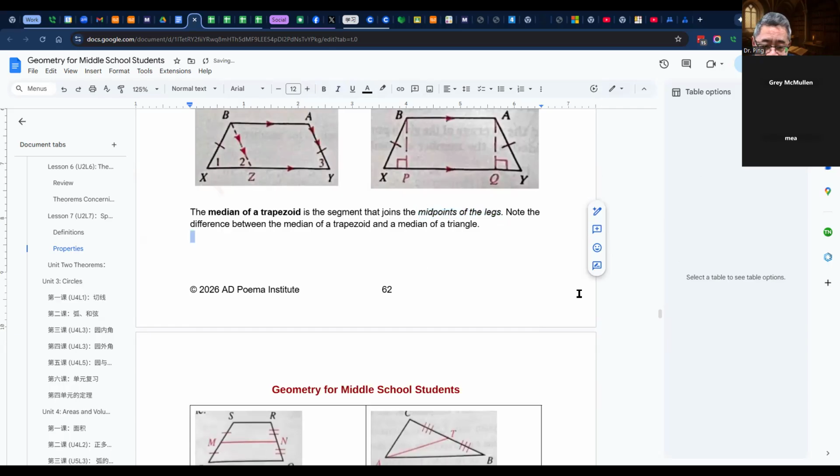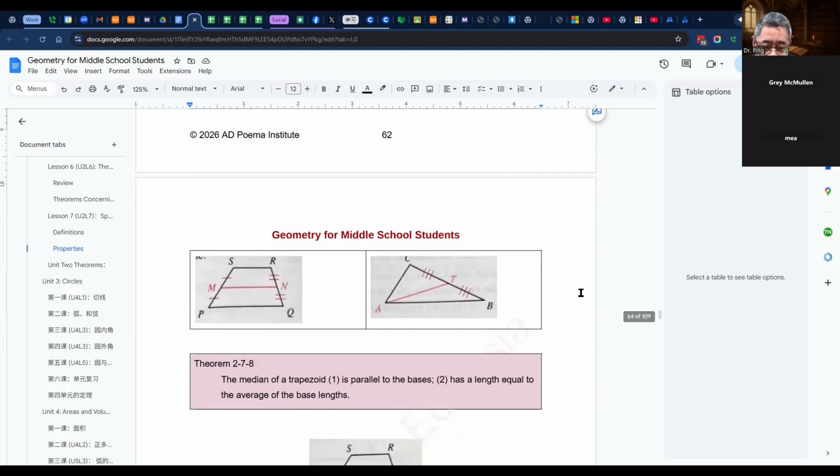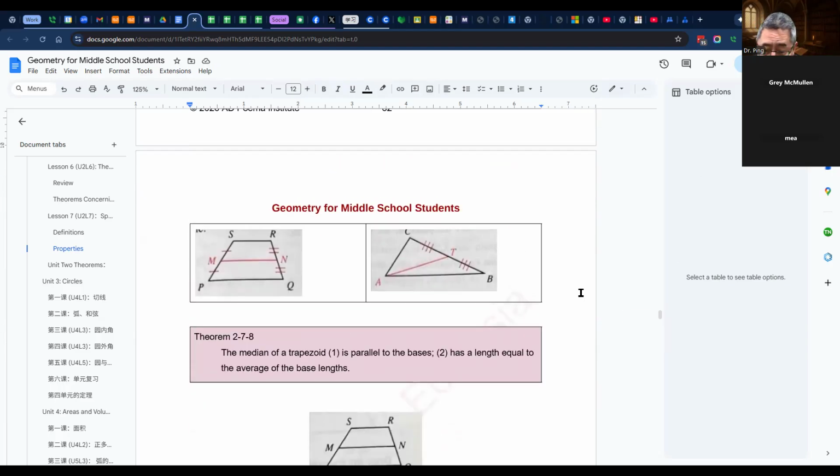Note the difference between the median of a trapezoid and the median of a triangle. So what is the median of a trapezoid? We just said: find the middle point on each leg and connect them. And that line is called the median. This line, MN, is a median. But the median for a triangle is basically a line from the vertex to this line, making sure this is the middle point. So this line is a median.